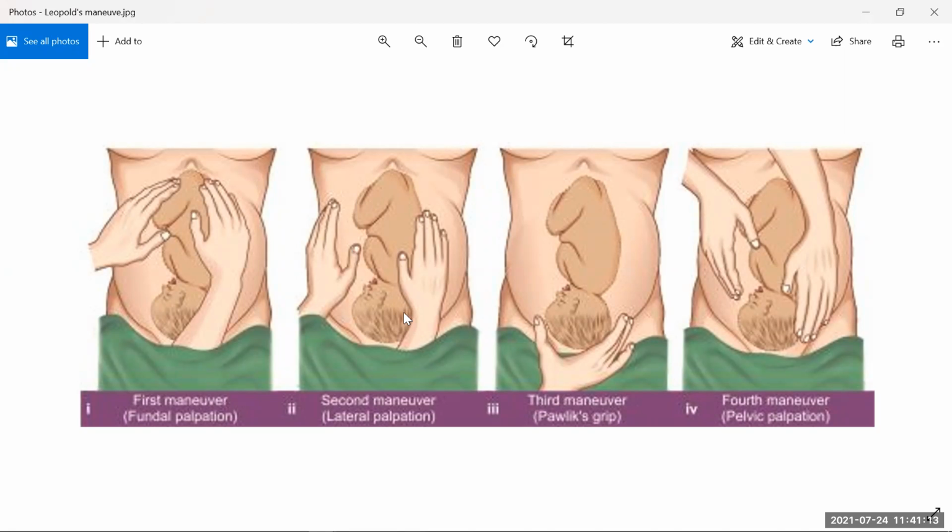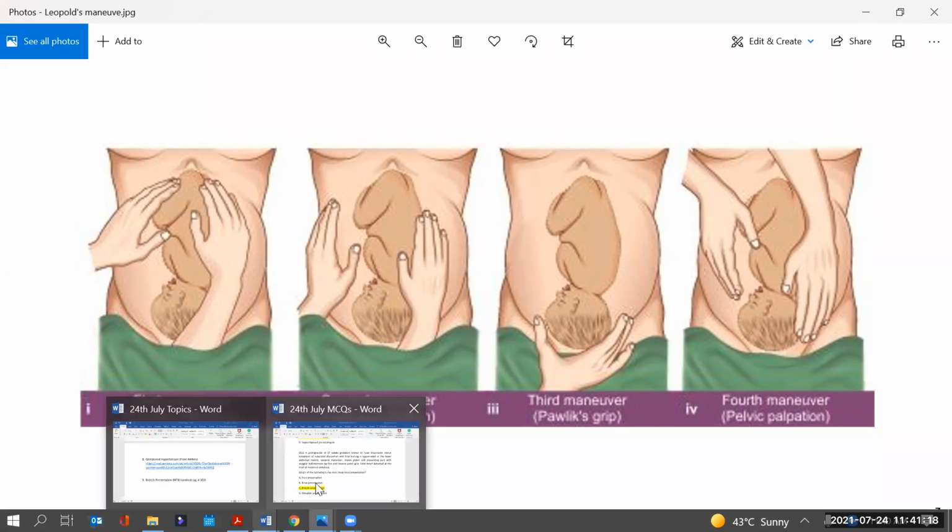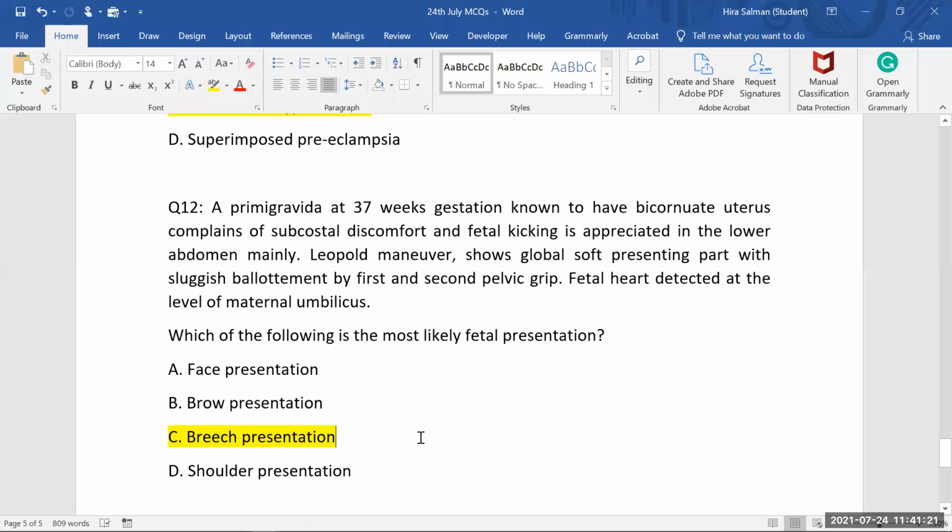No, but they are saying the first two maneuvers. If they said the last two pelvic maneuvers, you would be confusing yourself a lot. They have only mentioned sluggish ballottement by first and second maneuver. They are not going to give you the first maneuver finding is this, the second maneuver finding is this. Forget about this. They are not going to give you everything in the recall, and in the MCQ they will not say it like that. You have to extract from the meanings what is actually being described.